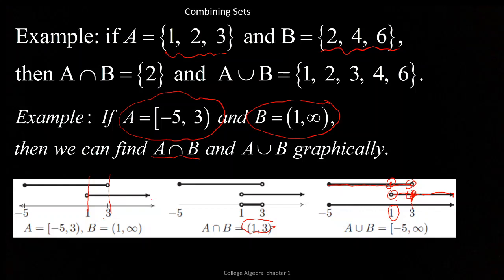So that means basically all numbers from -5, and we come over here, we get to 1. Is 1 included? Yes. Okay, we get to 3. Is 3 included? Yes. And all the numbers after that right here, all of these are included. So that means all numbers from -5 all the way to infinity are included.